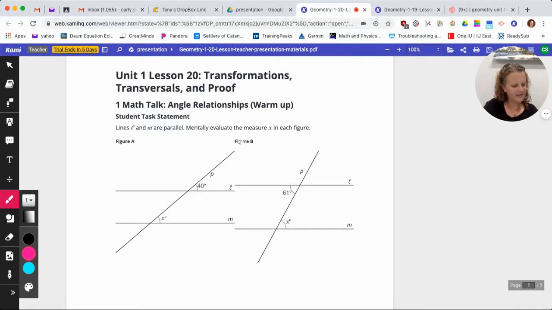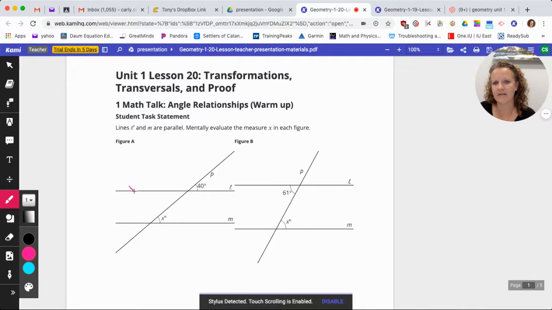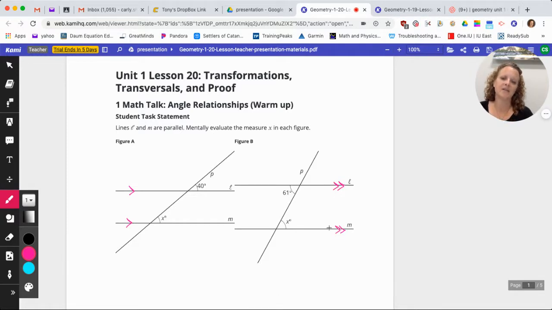Sorry, I'm trying to get to the right lesson. There we are. So we have two lines that are parallel, and we mark them parallel with that little mark. One arrow is parallel to one arrow, two arrows are parallel to two arrows. So these two lines are parallel.